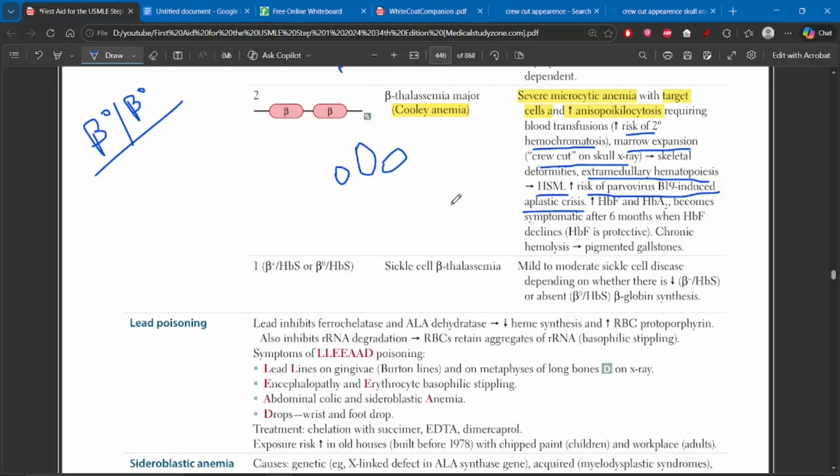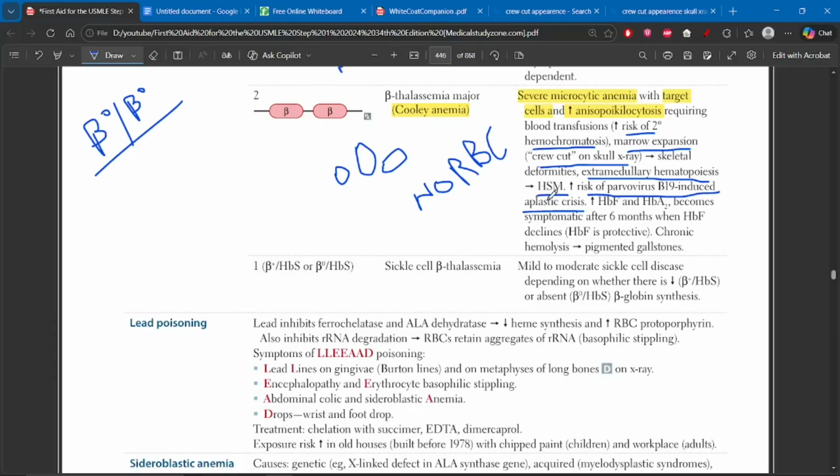Aplastic crisis just means that there are no RBCs present. So there are no RBCs in the body. Parvovirus B19 basically shuts down the RBC production or hematopoiesis. If it is happening in a person who is healthy, it wouldn't really cause much effect, because the person already has a sufficient amount of RBCs in the blood to carry out the function. But for someone who is already deficient in RBCs, this virus could be lethal.